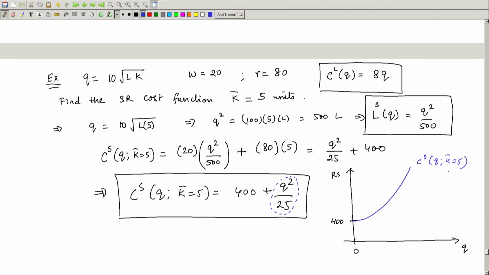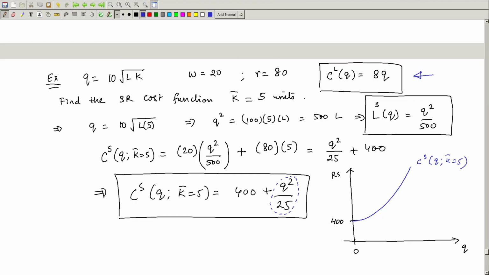To summarize, what have we shown so far? We have solved the cost minimization problem in the long run. We have identified the L star and the K star that the firm chooses in the long run. Using that, we have identified the long run cost function. That long run cost function is a function of the output.